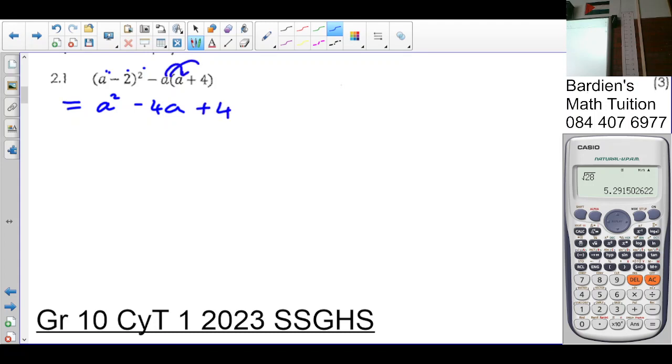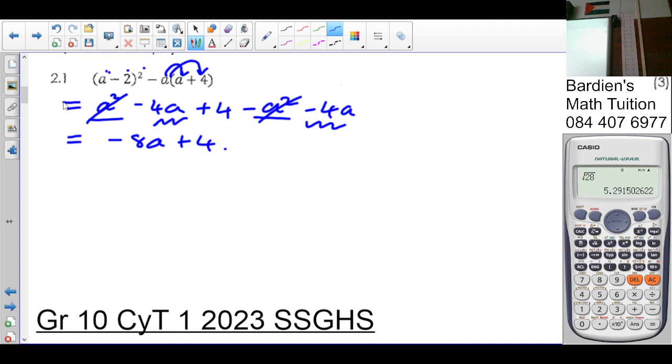Now we multiply the -a in. -a times a is -a squared. -a times 4 is -4a. So what we do now is we look for like terms. Okay, so a squared minus a squared cancel. -4a minus 4a is -8a, plus 4.